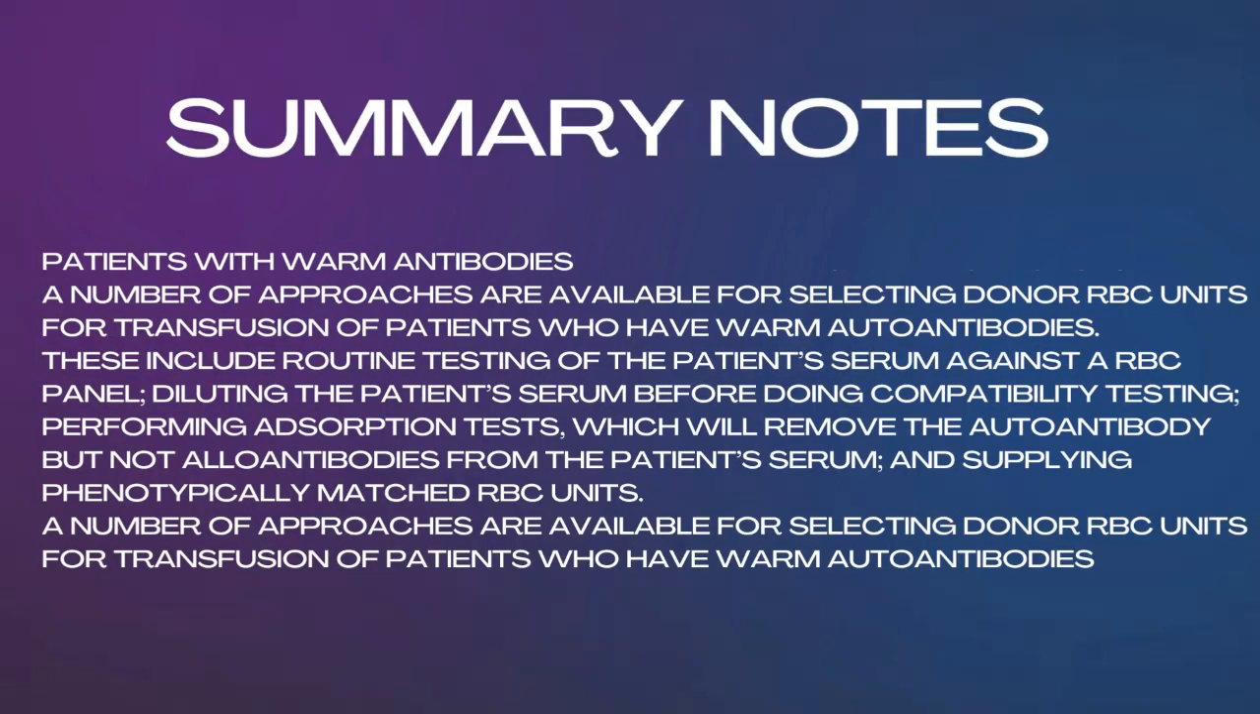Patients with warm antibodies. A number of approaches are available for selecting donor RBC units for transfusion of patients who have warm autoantibodies. These include routine testing of the patient's serum against a RBC panel, diluting the patient's serum before doing compatibility testing, performing adsorption tests, which will remove the autoantibody but not alloantibodies from the patient's serum, and supplying phenotypically matched RBC units.